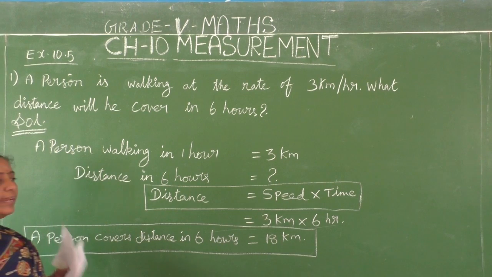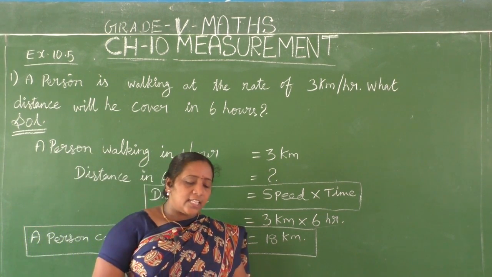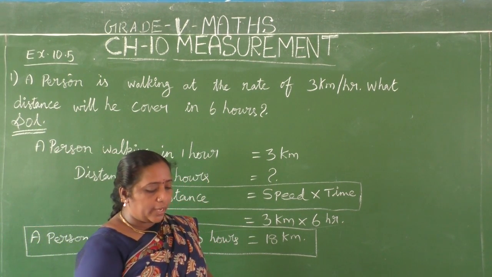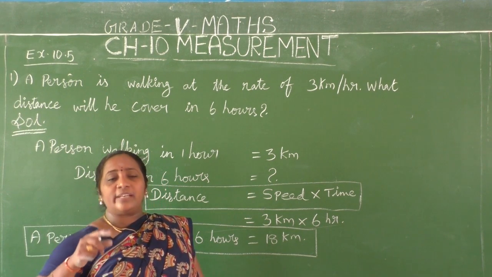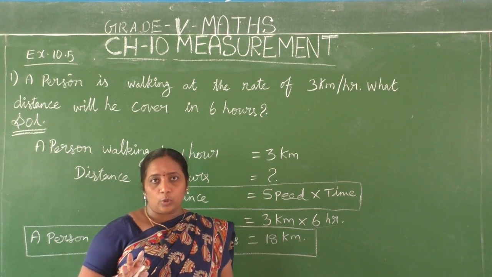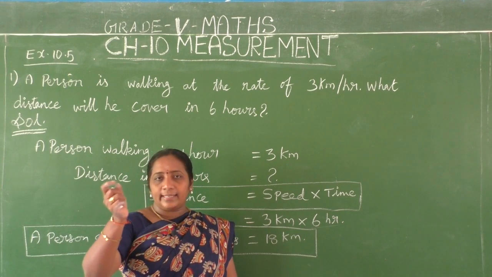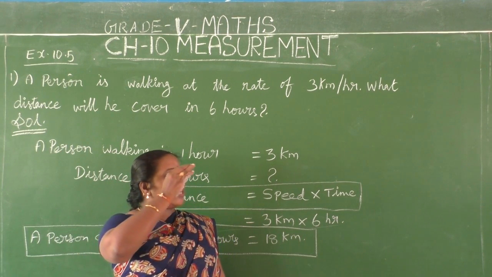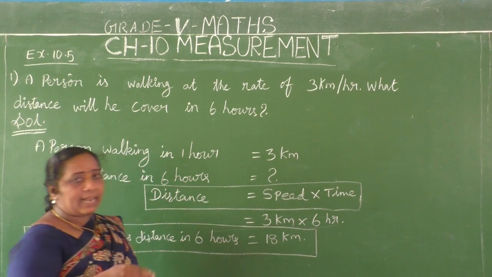Listen, in 10.5 they didn't give the space in your textbook, so you have to copy this question with answer in your class note only. Write the exercise number 10.5, write the question with answer, and copy it in your class note.